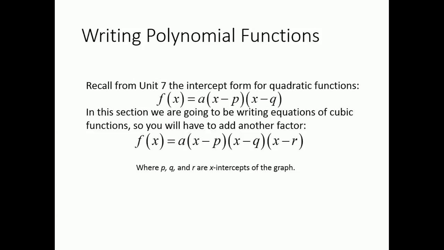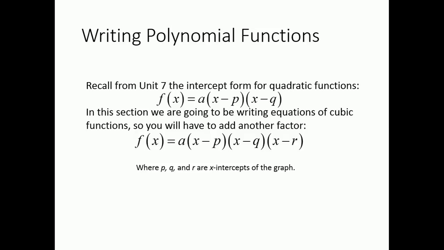If you recall, when we looked at graphing quadratics, we had what's known as intercept form, which looked like f of x equals a, which was some number, times x minus p and x minus q. Remember, p and q were our intercepts.